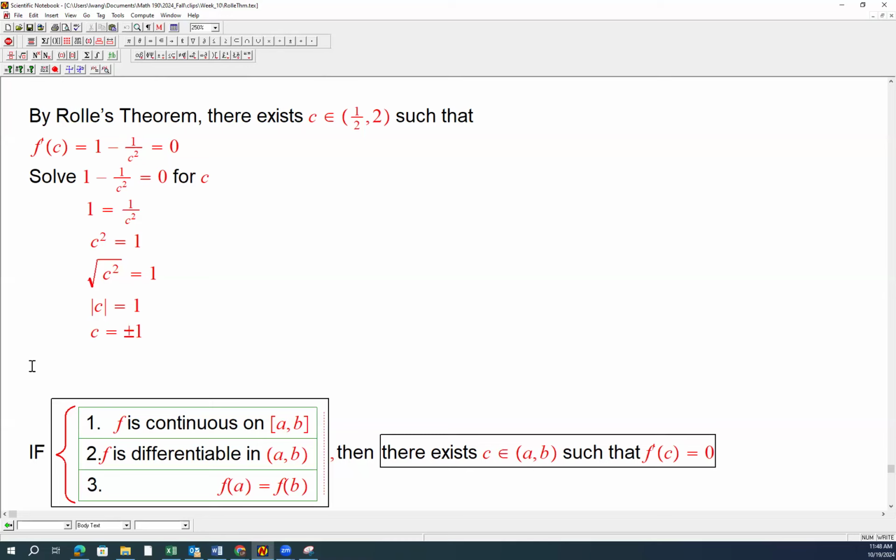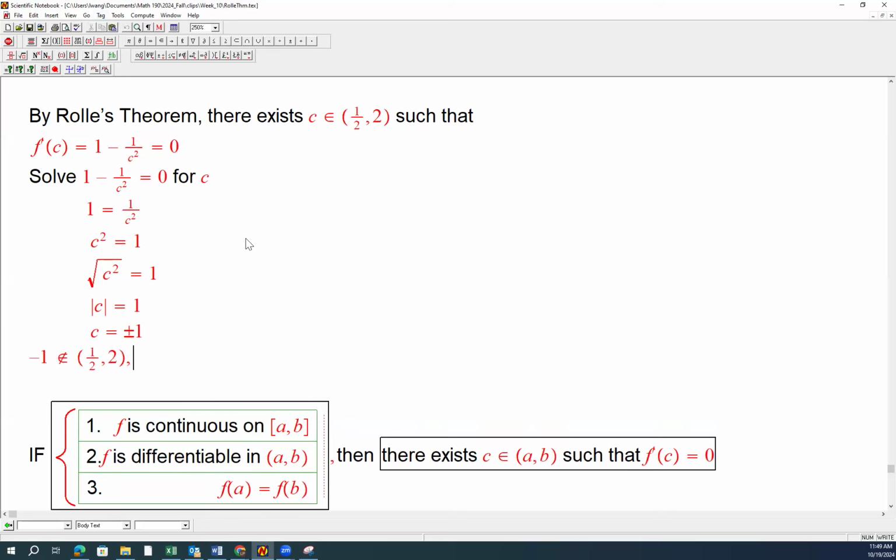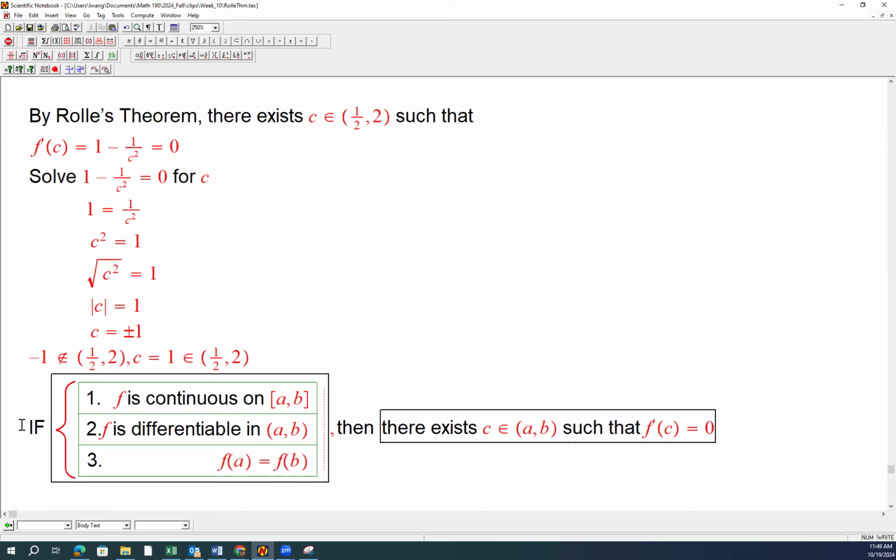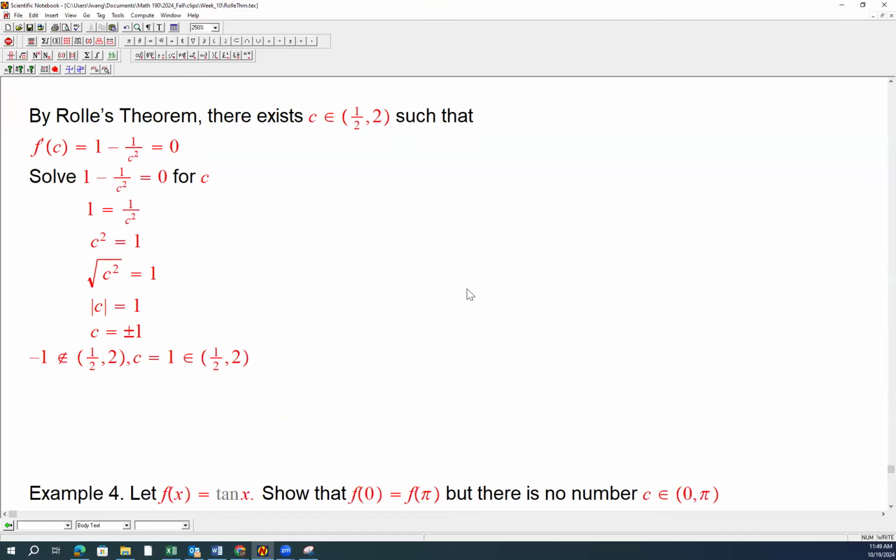But negative 1 is not inside the interval, right? Negative 1 is not inside the specified interval, so we're going to drop that. 1 is in. So c equals 1 is in the interval of our consideration, so that we found the c. All right, last one.